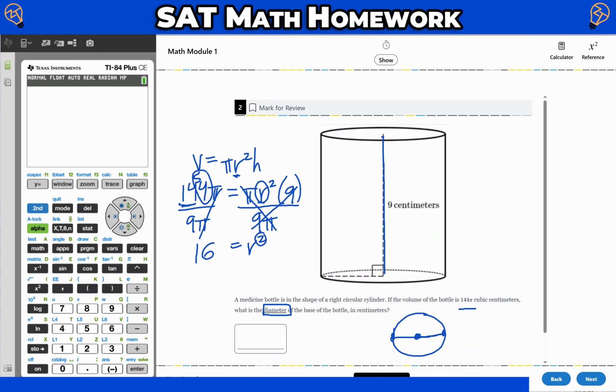We're going to go ahead and get rid of the square by square rooting both sides. Technically, you get plus or minus 4, but because this is a real life geometry problem, we're not going to have a negative radius. So we'll just look at the positive 4. And since the diameter is double the radius, we'll double the 4, and that results in our answer being 8.